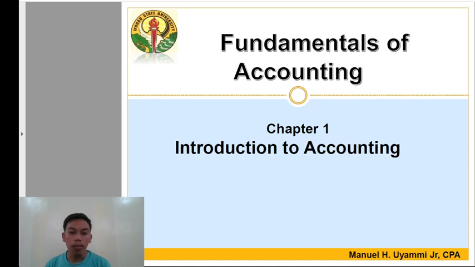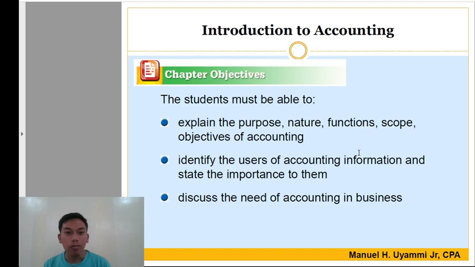So chapter 1, Introduction to Accounting. At the end of this chapter, you students must be able to explain the purpose, the nature, functions, scope, objectives of accounting. You must be able also to identify the users of accounting information and state the importance to them. And at the end, you must discuss why is there a need of accounting in business.